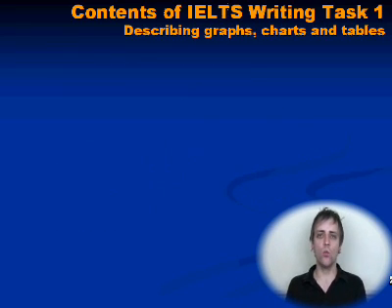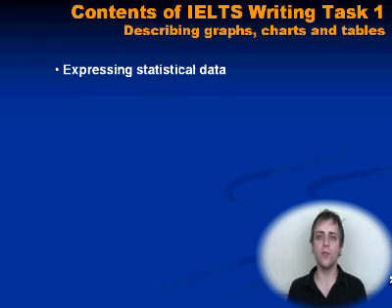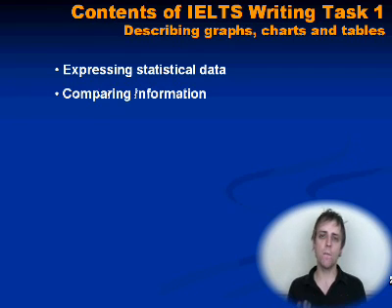So, what are the contents of this IELTS Writing Task 1? What we're going to look at when we're describing graphs, charts and tables is the language that you need to be able to answer these questions. So, first of all, expressing statistical data. In the graphs, there are lots of numbers, for example, and you need to know how to express those numbers. Percentages, proportions, etc. Comparing information, looking at one piece of information and another piece of information and showing the differences or the similarities between these sets of information.